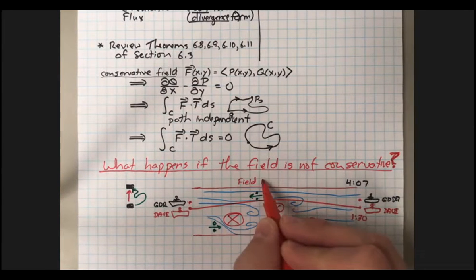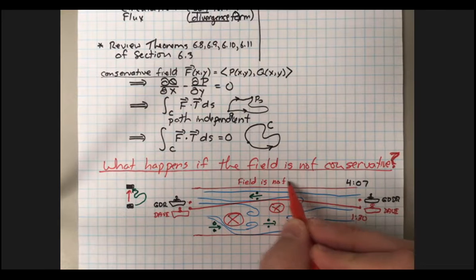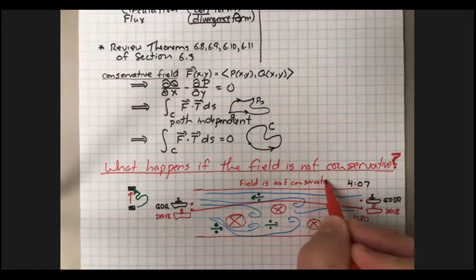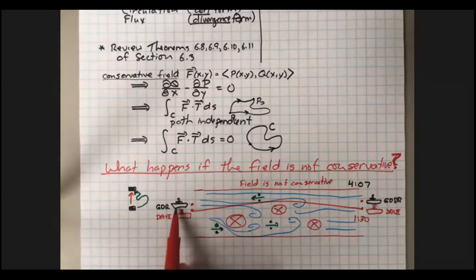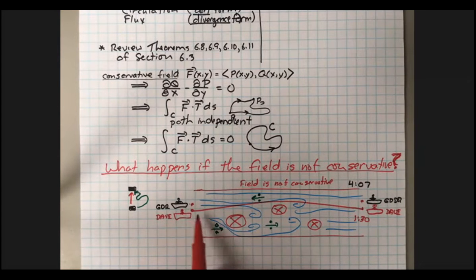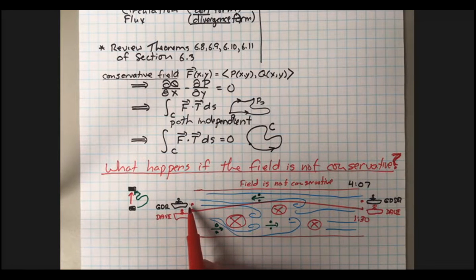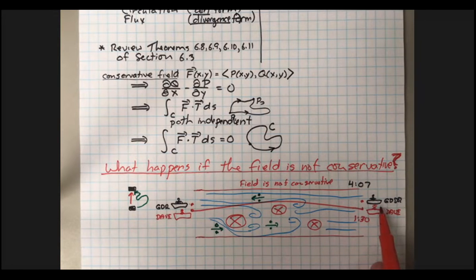This field of flowing water is not conservative. And that's the reason why he gets the gold medal and I get bounced from the Olympic Village. Because this is not a conservative field. And even if we start and stop at the same place, he's going to do considerably more work to complete that course. That's why he's rewarded.